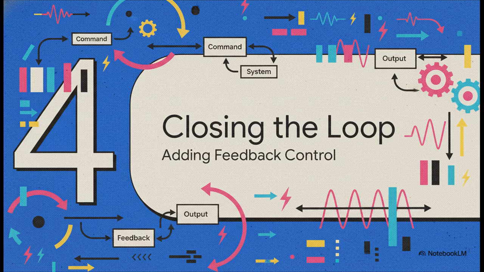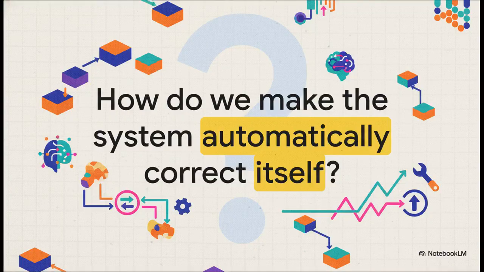Now, our current system is a little basic. We give it a command and it just runs no matter what happens. But what if there's a disturbance? Like, what if the room temperature changes? How can we make the system adapt? Well, we need to add some intelligence. We do that by closing the loop. So, here's the crucial question. How do we get the system to look at its own output, compare it to where it should be, and then automatically make corrections? How do we make this thing smart?